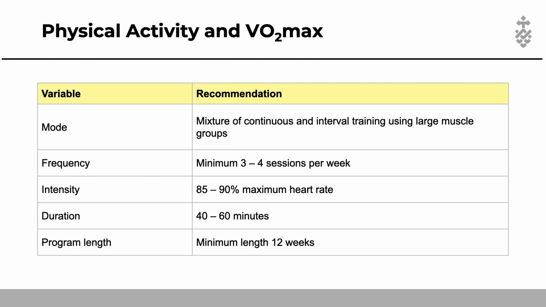A key point about exercising to improve VO2 max is that they must work at an intensity of around 85 to 90% of their maximal heart rate. So we can use the formulas that we spoke about earlier in this lecture to calculate an estimate of the target heart rate. And they must continue this training schedule for a minimum of 12 weeks to see a measurable, significant improvement in VO2 max.